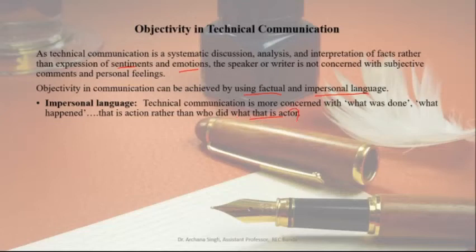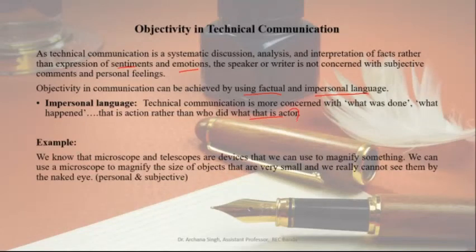See, we know that microscopes and telescopes are devices that we can use to magnify something. We can use a microscope to magnify the size of objects that are very small and we really cannot see them by the naked eye. See, this paragraph is personal and not objective because we are using a personal pronoun and unnecessary, detailed information is also given in this, which is not required.